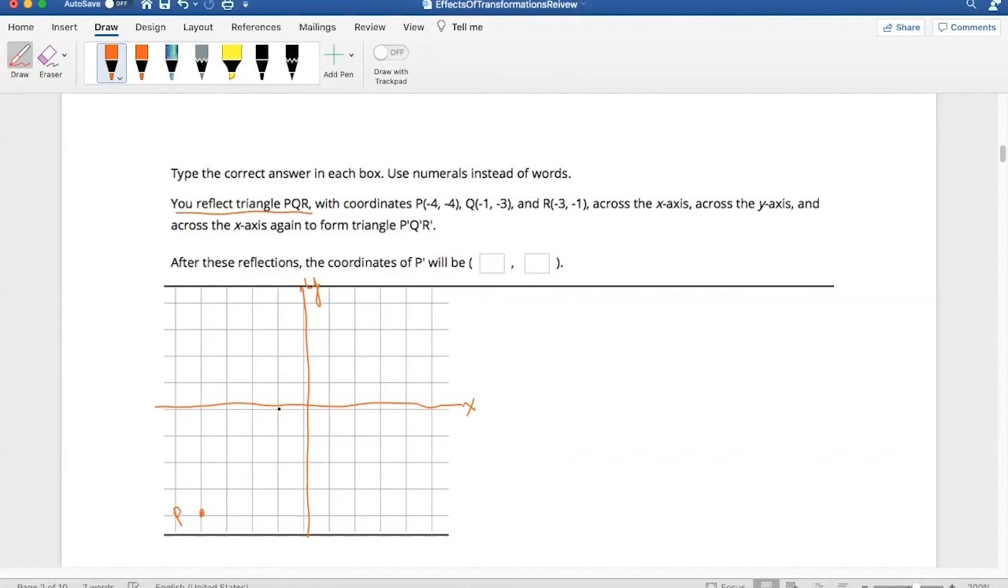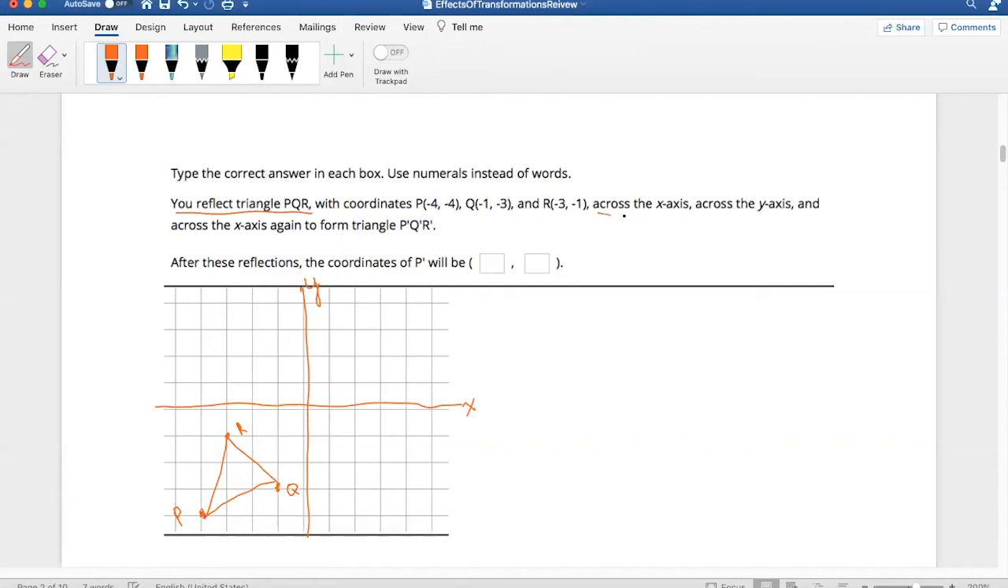Q is at (-1, -3), and R is at (-3, -1). All right, so there's our triangle. And we really just want to know where P prime ends up. So I'm just going to start by taking this point and following the direction.